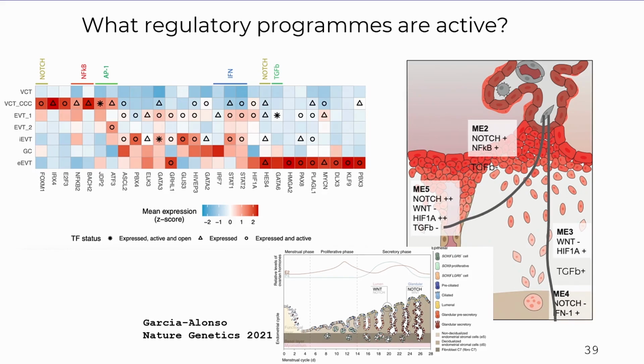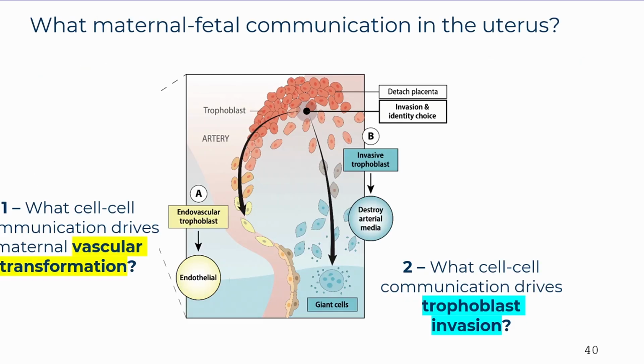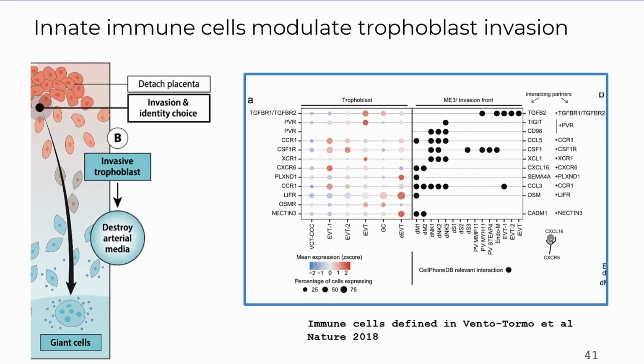But we want to know more about these signals, and really knowing more about the specific ligand-receptor interactions that lead to either trophoblast invasion or the vascular transformation. And for simplicity in this talk, I will tell you about the trophoblast invasion and how we do that. So for that, again, we took advantage of ligand-receptor interactions. And here again, the way to see this plot is that we have the receptors on the left and then the ligands on the right.